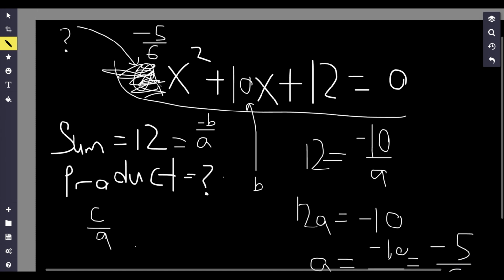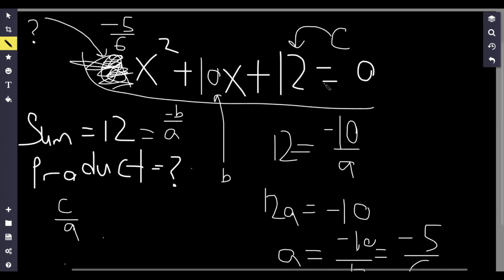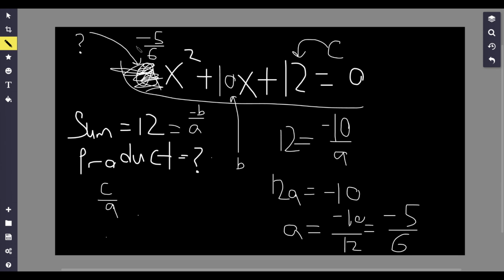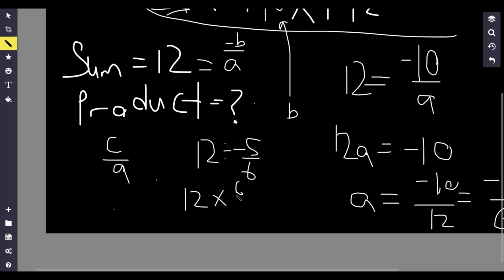And now that we have the a value, we can find the product of our roots. We know that our c value is equal to 12. And we know that the a value is now negative 5 over 6. So the product of the roots is just going to be c over a, or 12 over negative 5 over 6. And it might be clearer if I write it out like this. So 12 over negative 5 over 6. Do the keep change flip. 6 over negative 5. We get 72 over negative 5 as the product of the roots.